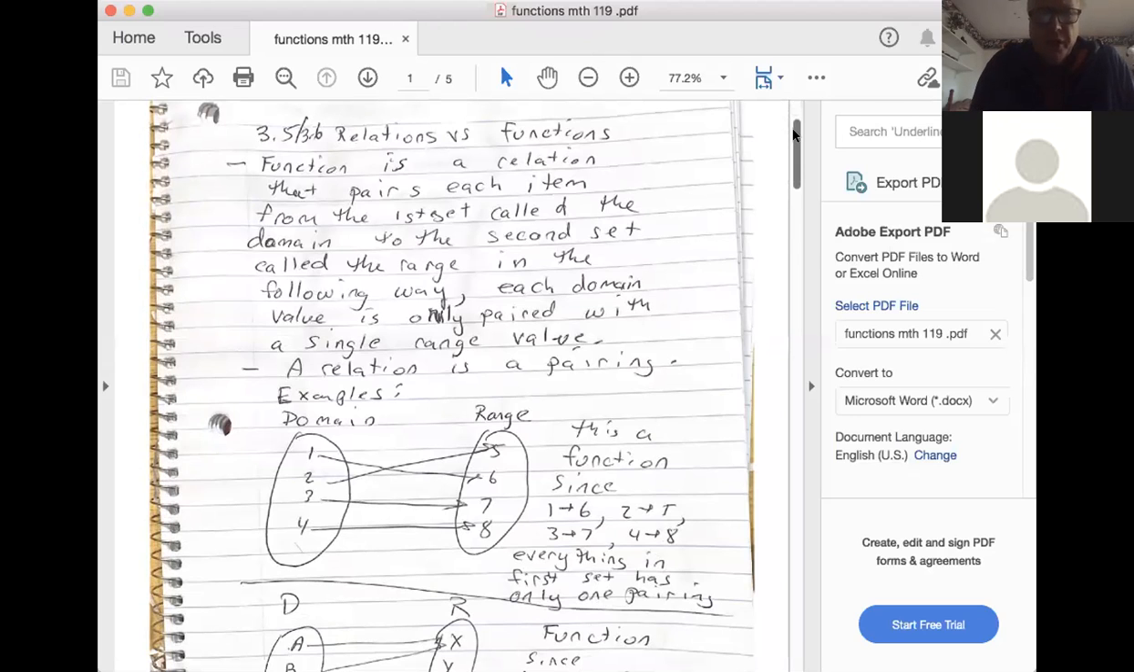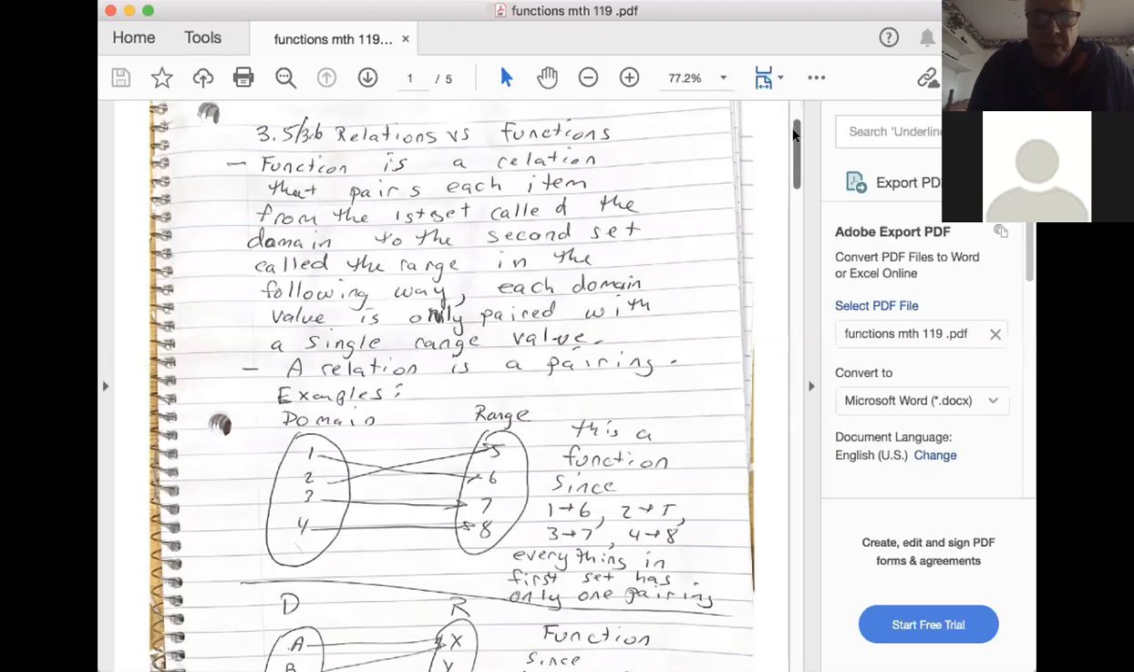A relation is just a pairing of items from one set to another set. What a function does is it pairs them off in a special way, so that from the first set, each item is only paired off with one thing in the second set. A function is a relation that pairs each item from the first set, called the domain, to the second set, called the range, in the following way.